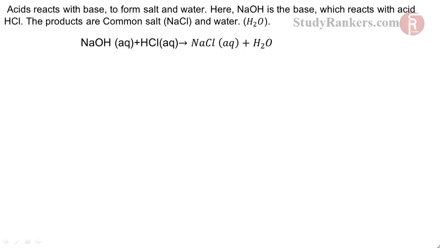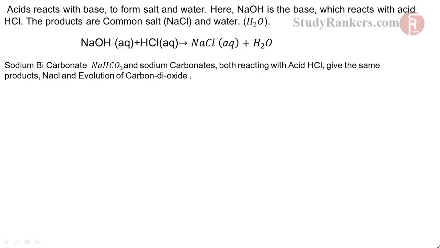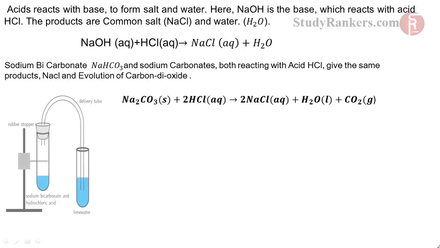Acid reacts with metal carbonate and metal bicarbonate to form metal salt and water. Metal bicarbonates are also known as metal hydrogen carbonate. Here, sodium bicarbonate NaHCO3 and sodium carbonate, both reacting with acid HCl, give the same products, NaCl and evolution of carbon dioxide.